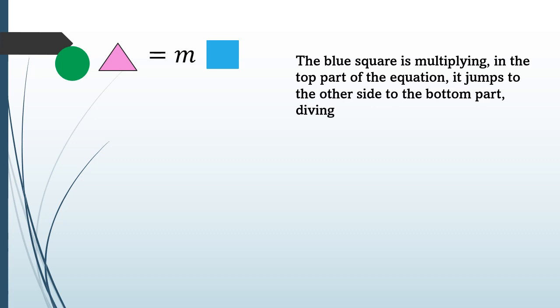The second step is to leave alone the M term that we want to solve. In this case, this blue square has to be moved. Right now it's multiplying the M, so it goes to the other side by dividing the whole terms. Another way to see it is this blue square is in the top part, so it goes to the other side in the bottom part.